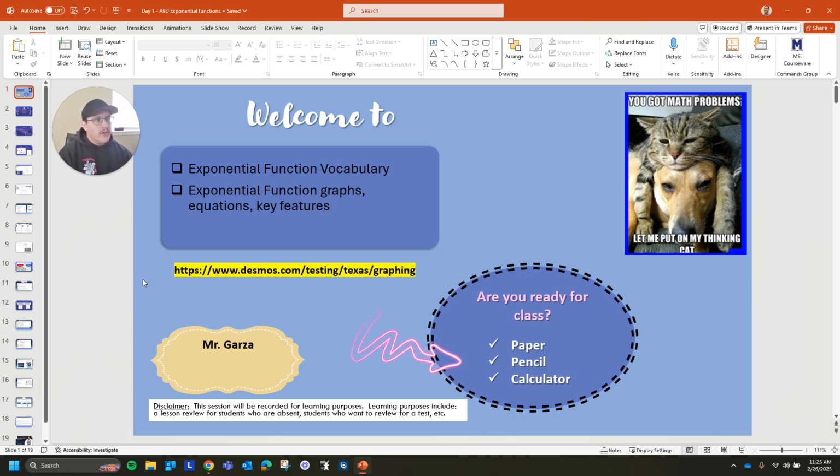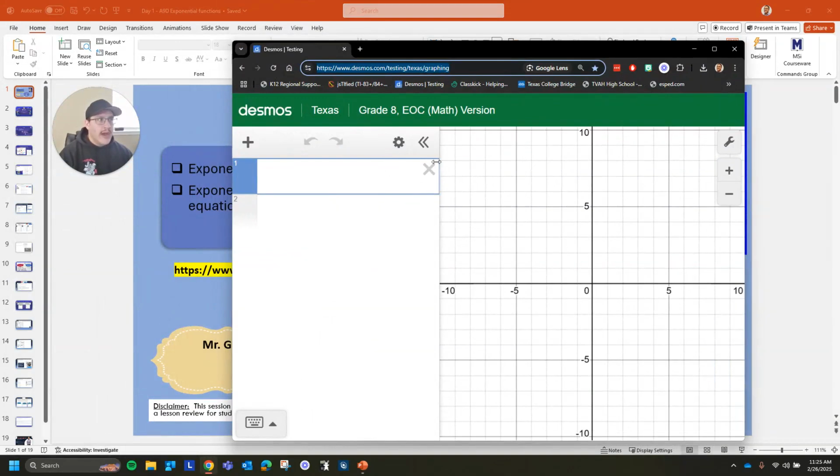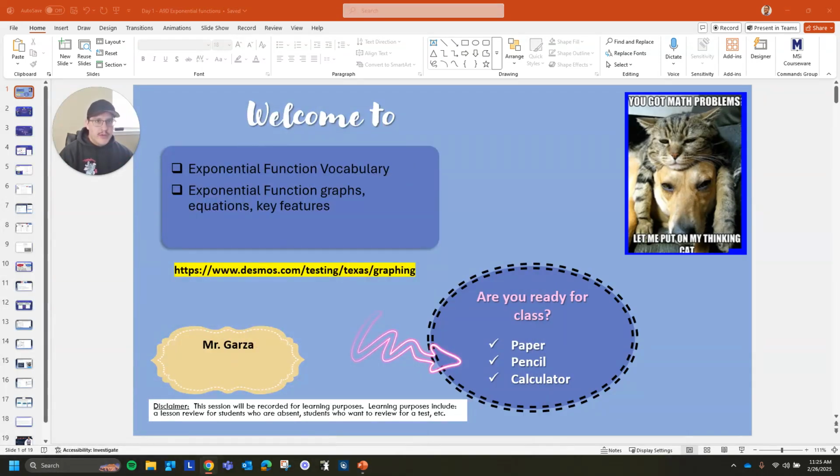The specific calculator we're using is the Desmos graphing calculator, the one that's specifically for the state testing in Texas. So here is the website, desmos.com/testing/Texas/graphing. It's all spelled out right here on my screen with the https://. It will look something like this. You'll know you have the right calculator if it says Texas, Grade 8, EOC math version. Even though it says Grade 8, this is for all your math testing. But that is the calculator we'll be using for all of our STAAR Test tutorial videos.